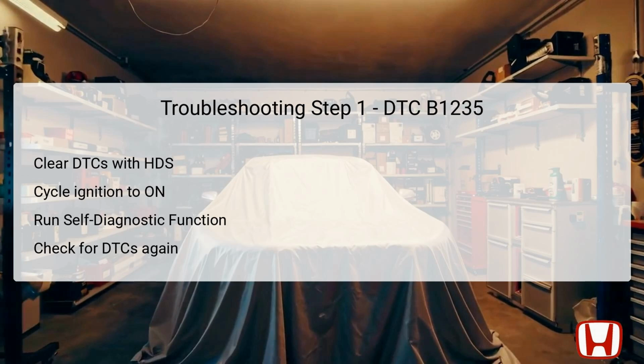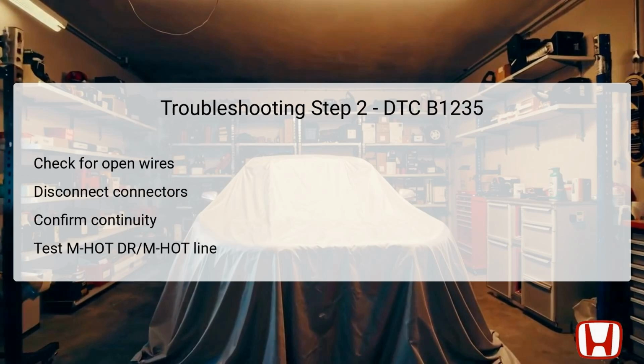Subsequently, conduct a self-diagnostic function using the HDS or the climate control unit. After running the diagnostics, check for any reoccurring DTCs. If DTC B1235 is indicated, it confirms a persistent problem needing further investigation, directing the technician to proceed to the next steps in the troubleshooting process.